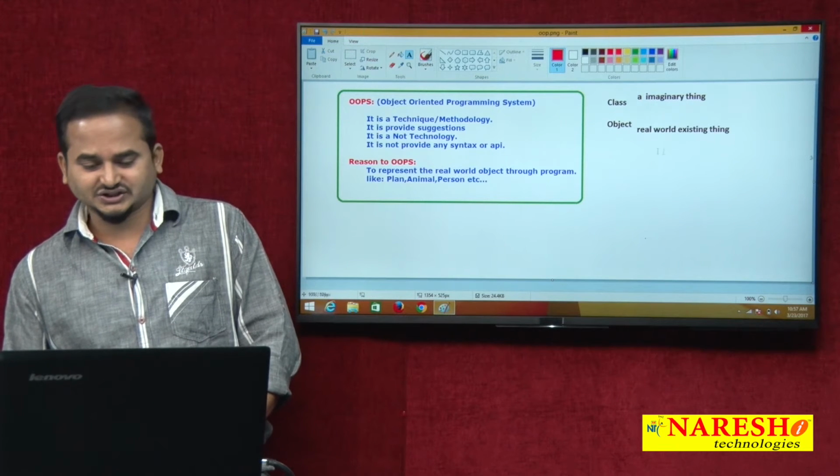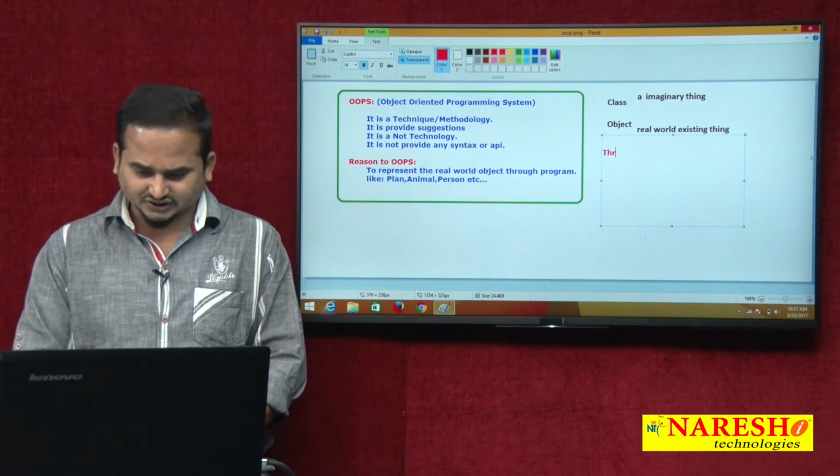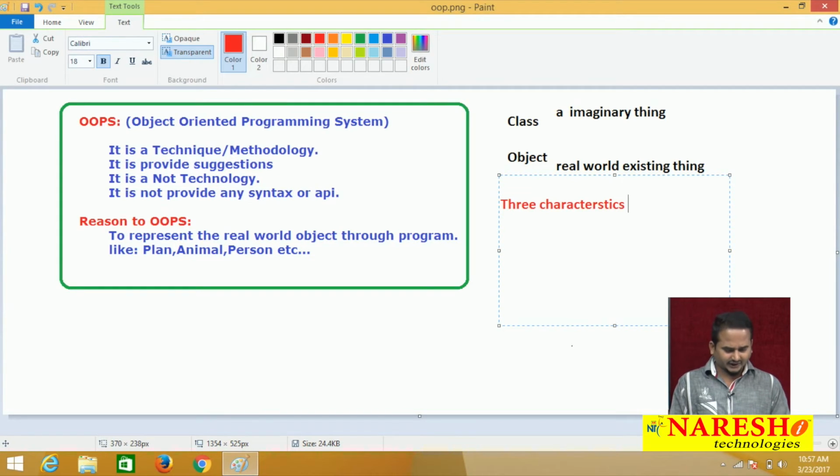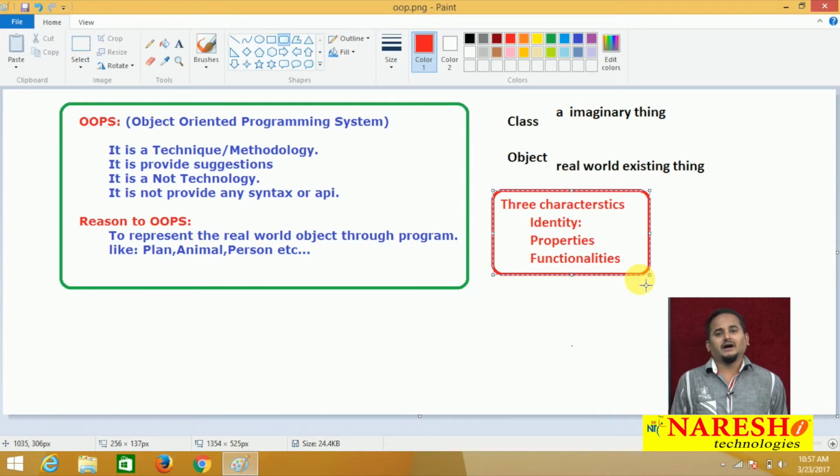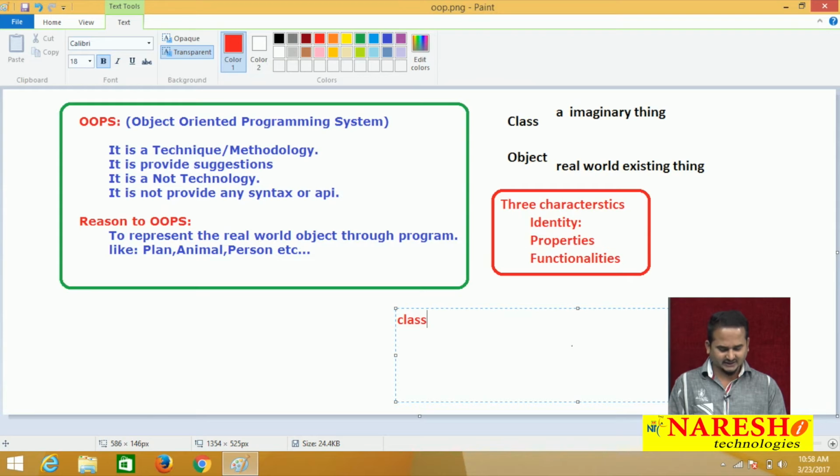Real world existing things have three characteristics. What are the three characteristics? Very simple. One is identity, another one is properties, and the next one is functionalities. Here each and every object has three characteristics: identity, properties, and functionalities.